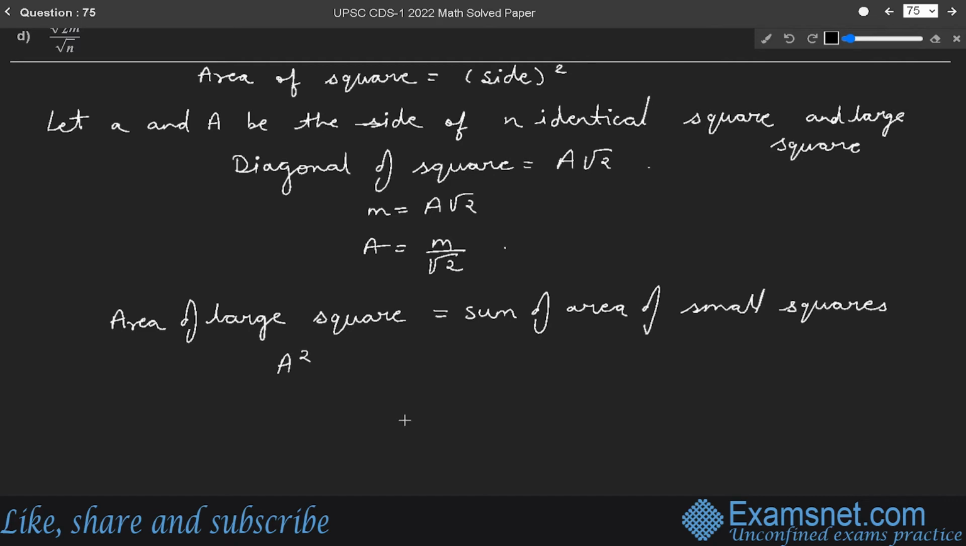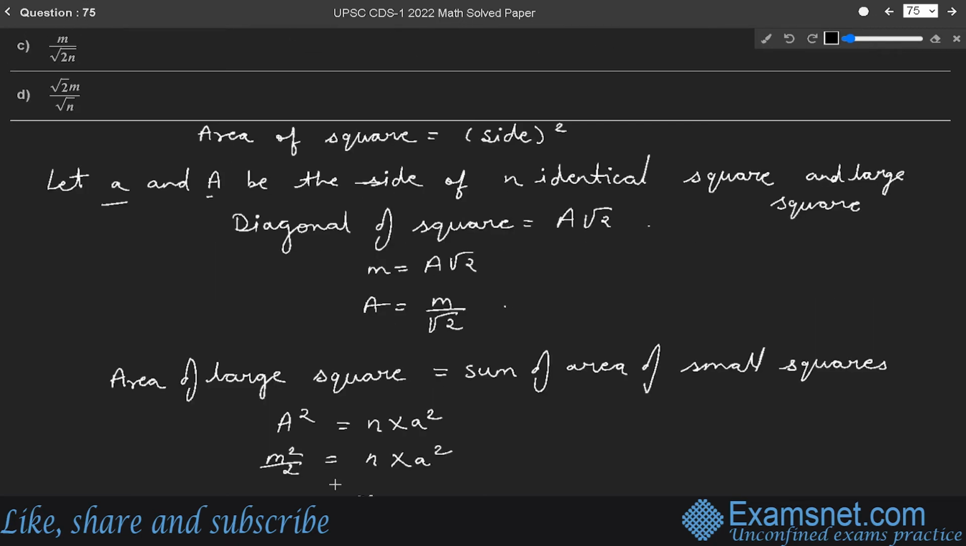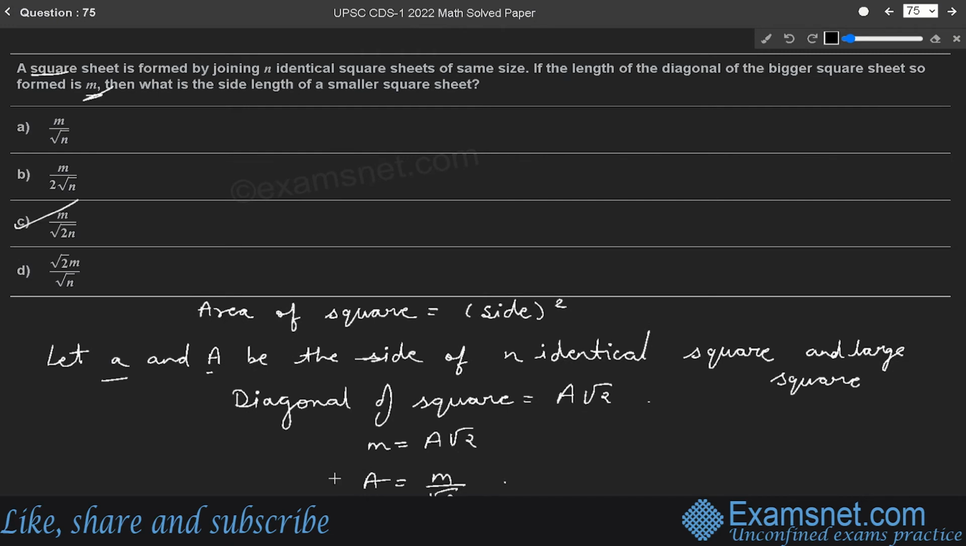Therefore, we can write that a square is equal to n into A square. We have assumed small a and capital A as the side of the small square and the large square. So, from here we can put the value of a. It will be m square upon 2 is equal to n into a square. So, the value of a will be m upon under root of 2n. Therefore, the side of the smaller square sheet is m upon under root of 2n. So, the correct option for this question is option C, which is m upon under root 2n.